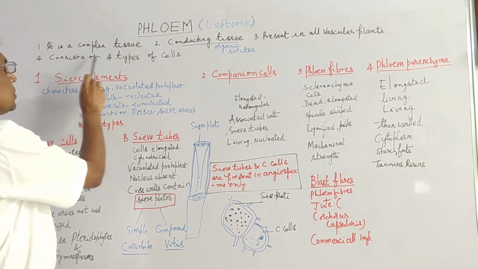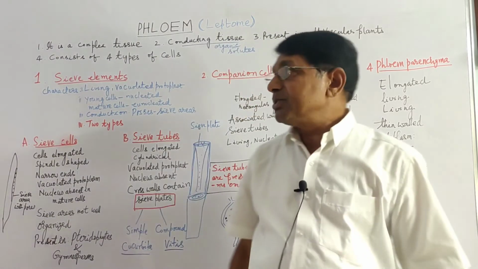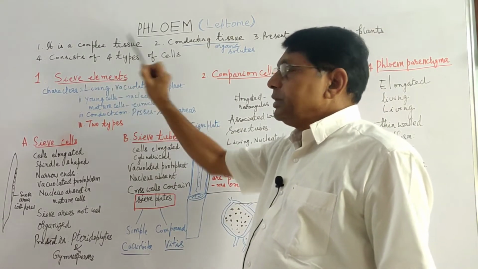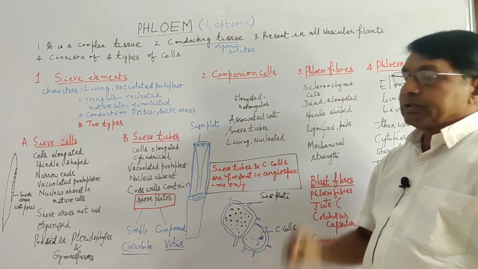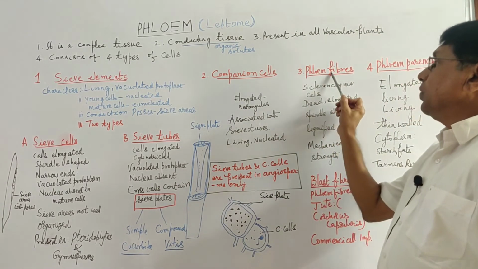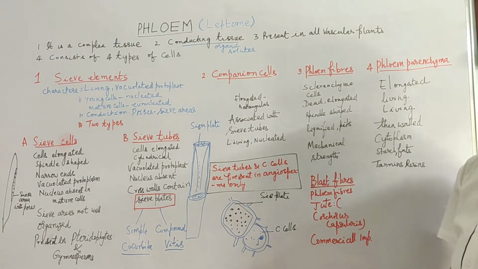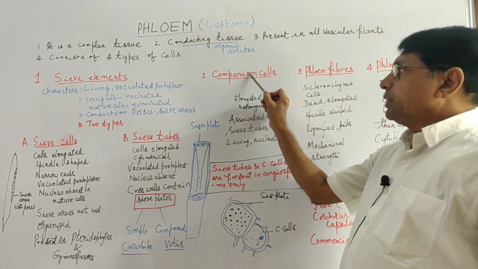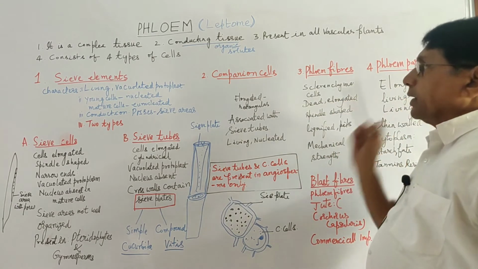Phloem consists of 4 types of cells. It is a complex tissue made up of different types of cells. What are they? Sieve elements, companion cells, phloem fibers, phloem parenchyma. Again, sieve elements, companion cells, phloem fibers, phloem parenchyma.